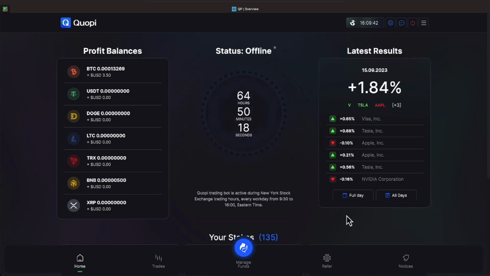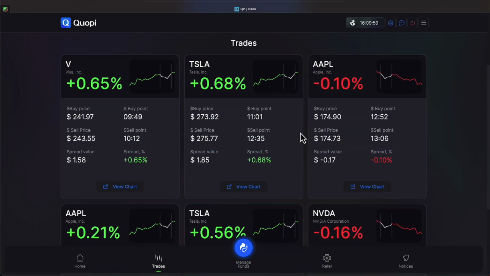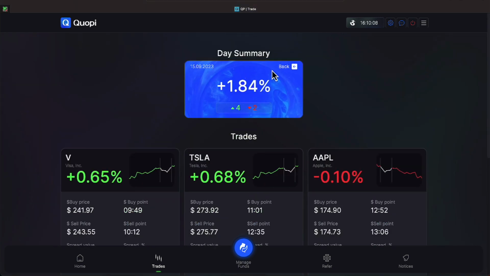So now let's go over here and look at the full day for Quopi. All right, everyone, we have six trades. Small loss over here of a 0.16, a gain of a 0.56, and a gain of 0.21. Gains were on Apple and Tesla, small loss on Nvidia. Small loss on Apple of a 0.10, Tesla with a strong gain of 0.68, and Visa a strong gain of 0.65, which gives our blue credit card, everyone, a 1.84%.